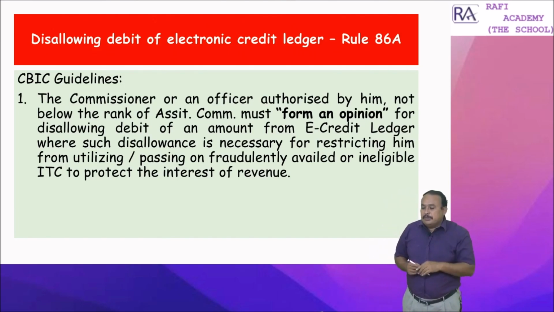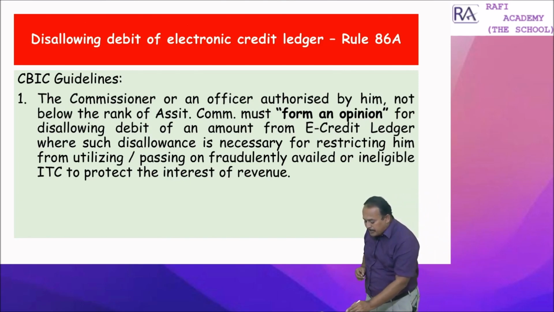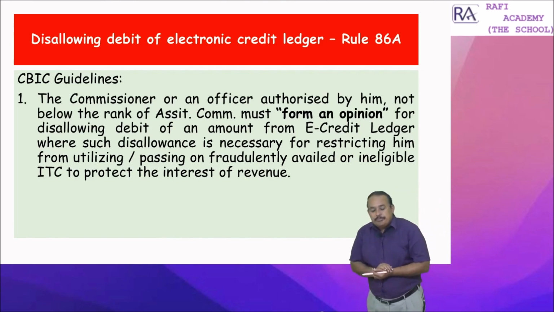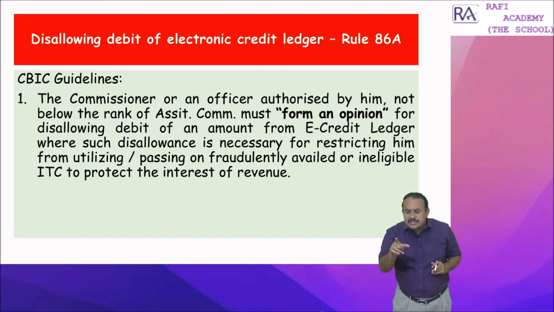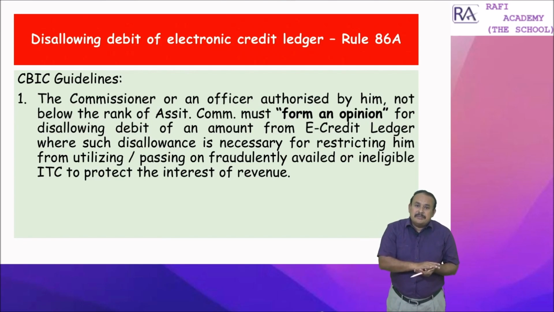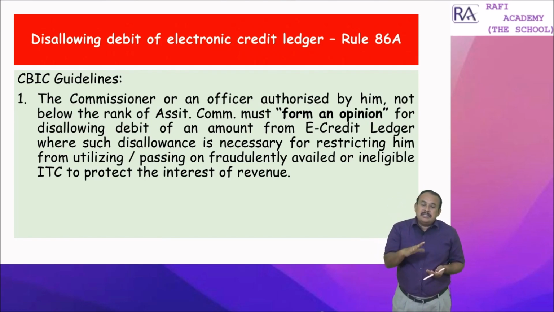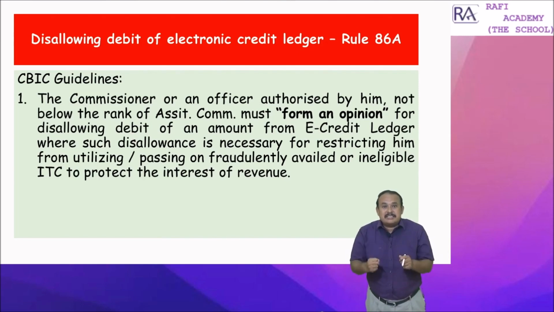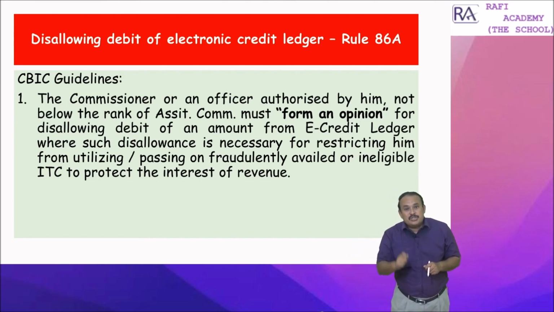Must form an opinion. The important point here is, must form an opinion in this regard. See, must form an opinion means there is prima facie evidence that fraudulent input tax credit has been availed by the taxpayer, with material evidence in hand. Then the commissioner or the officer authorized by the commissioner, not below the rank of assistant commissioner, under Rule 86A of the CGST Rules can exercise disallowing debit of electronic credit ledger, meaning disallowing utilization of input tax credit.